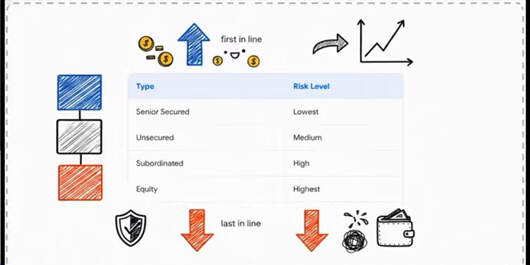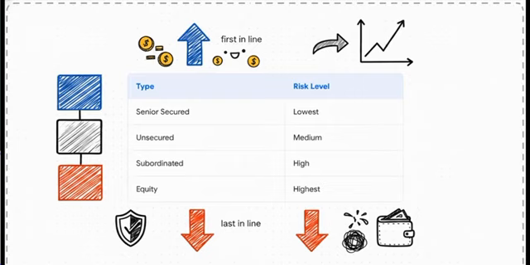And this brilliantly illustrates how analysts view the capital stack to determine that risk. Not all debt is created equal, right? Senior secured debt has the lowest risk. Below that is senior unsecured, then subordinated debt, and finally equity sitting at the very bottom with the highest risk.